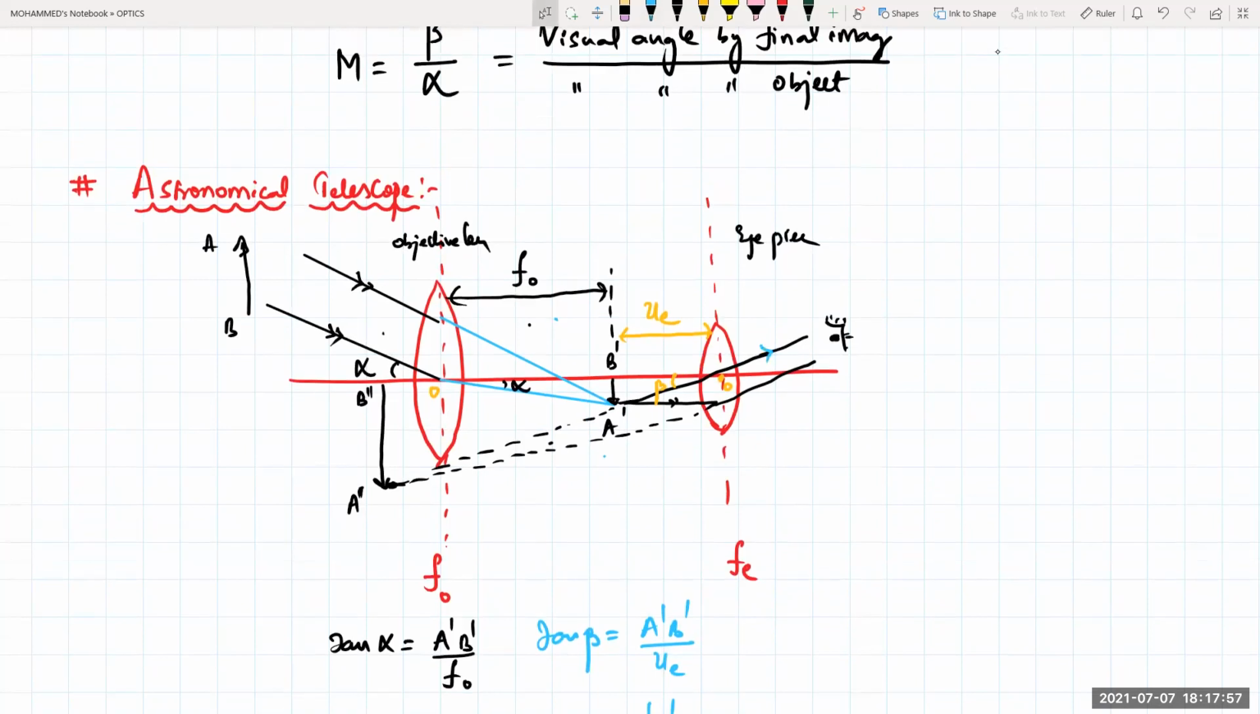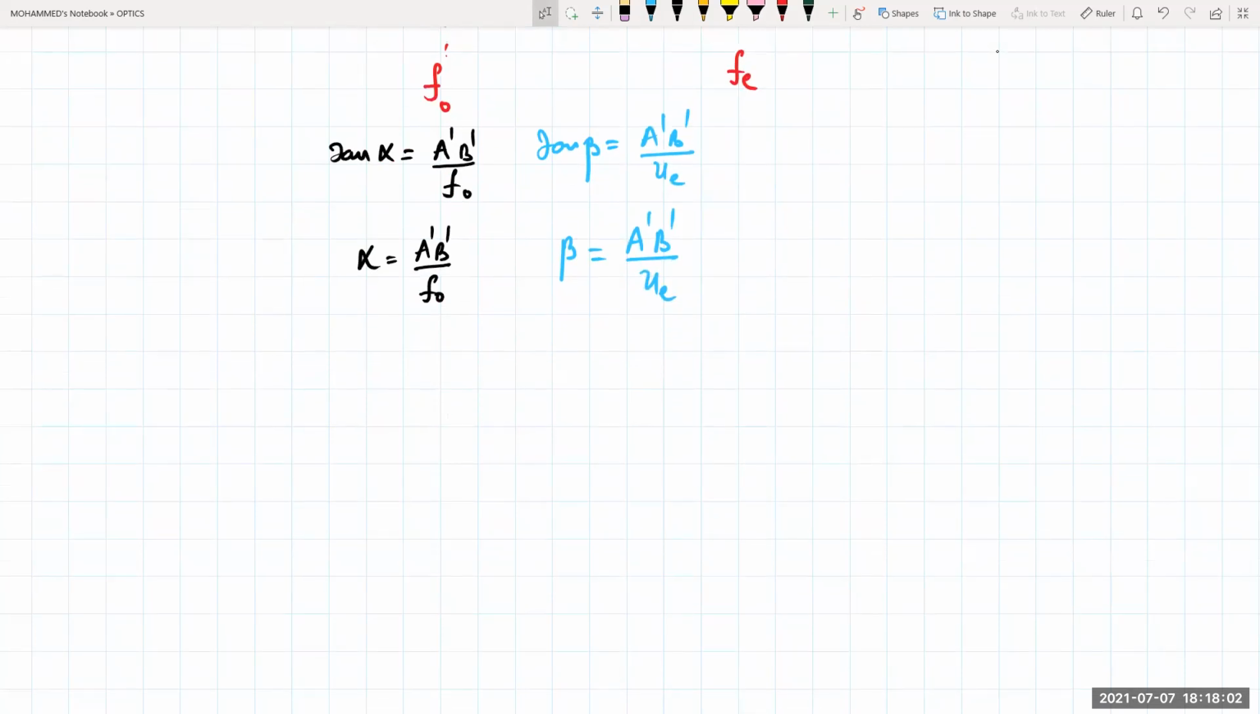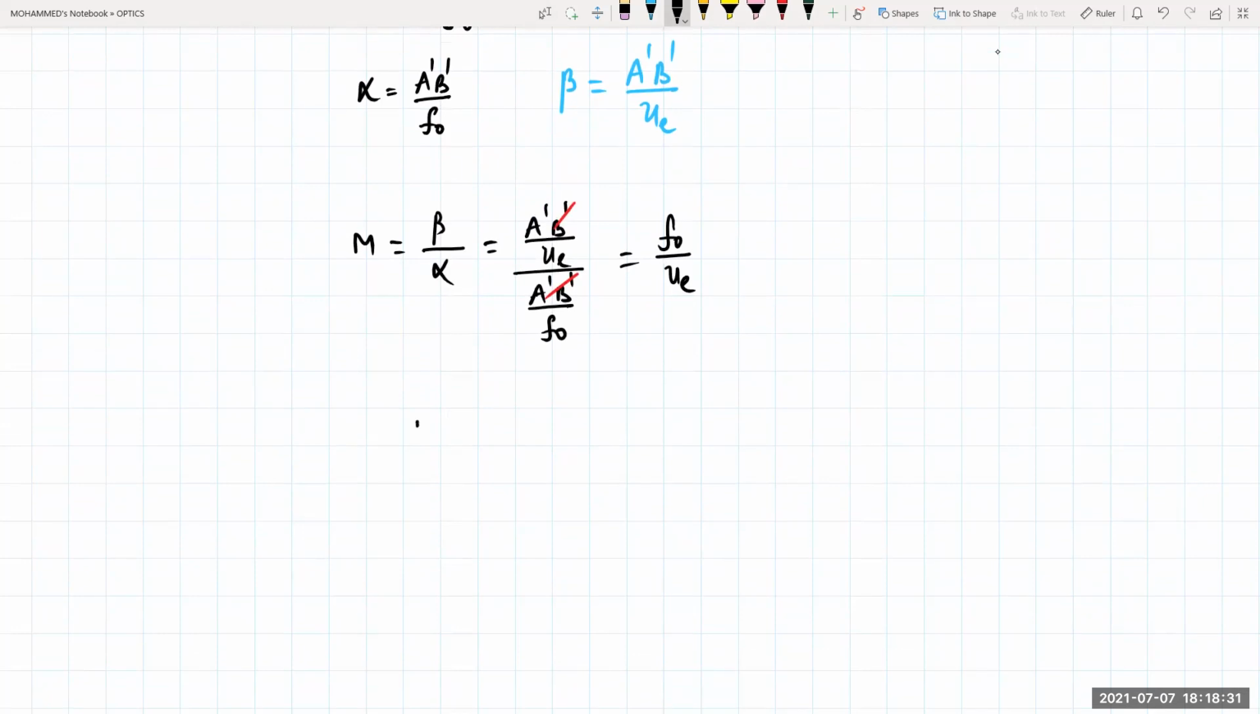These rays of light will go right now here, and here will be seen by the image. Clear? Now tell me the magnification. Magnification will be equal to beta divided by alpha, which equals A dash B dash divided by UE, divided by alpha. Alpha is A dash B dash divided by F naught. So in this one, A dash B dash will get cancelled, and F naught will go up. So this will become the focal length of the objective divided by UE. So the magnification formula for the astronomical telescope will be F naught divided by UE in terms of magnitude.